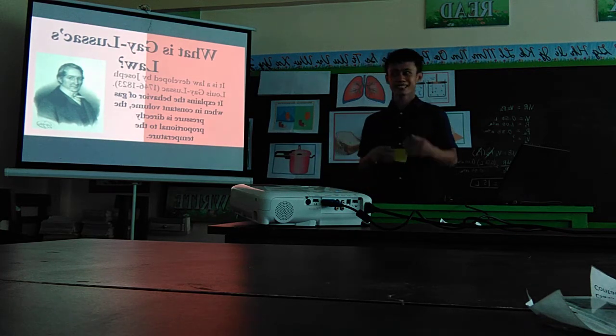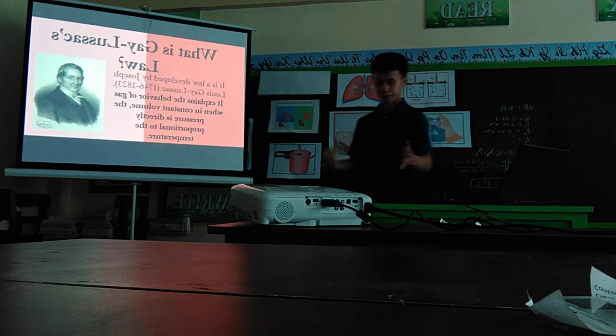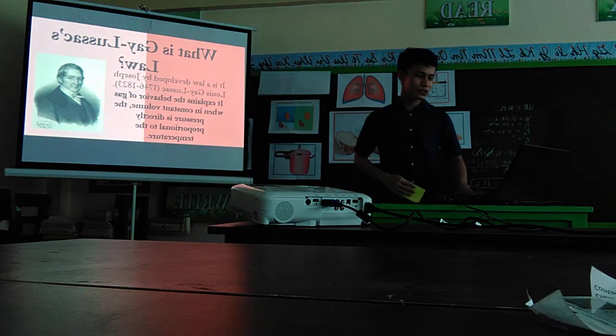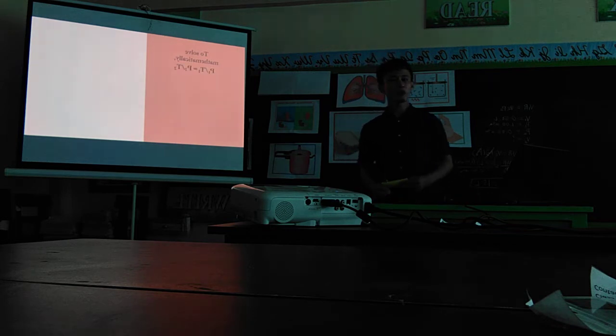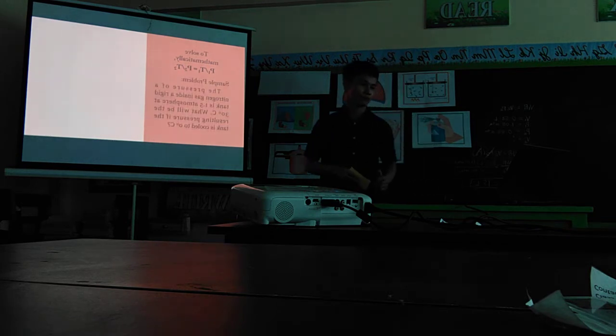So this will be a group activity. This will still be group 1 and group 2. So I will be letting you solve using Gay-Lussac's law. To solve mathematically, P1 over T1 is equal to P2 over T2. I will be giving you 30 seconds. And your time starts now. So this is the problem.